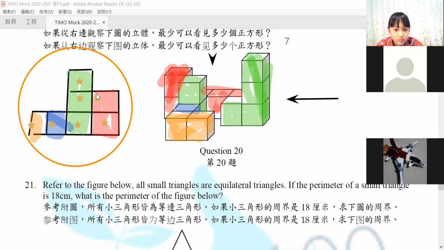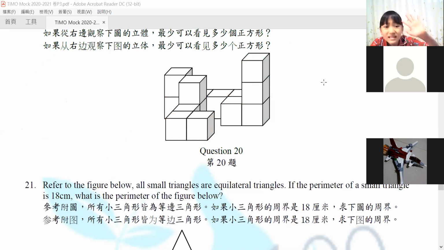Answer must be 8? Are you talking about the answer in the mock examination? The answer given there for question 20 is 7, it's still 7. No, you just count them out. Okay, so let's go to the next question.